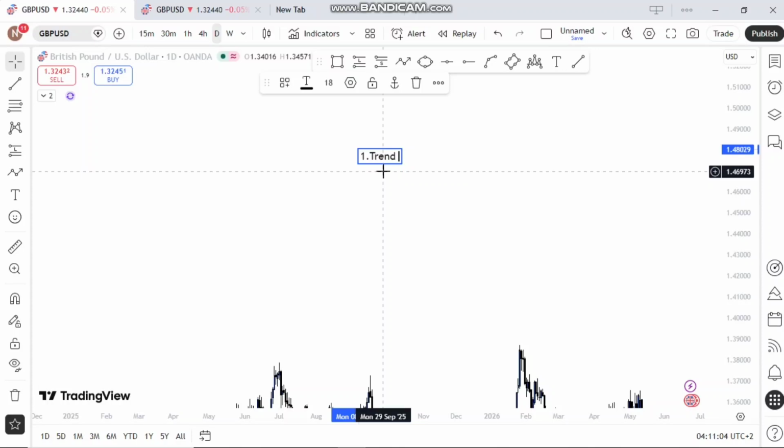And then two, we're looking for chart patterns. What is wrong with this keyboard? Okay, chart patterns, and then number three, we're looking for candlestick patterns.